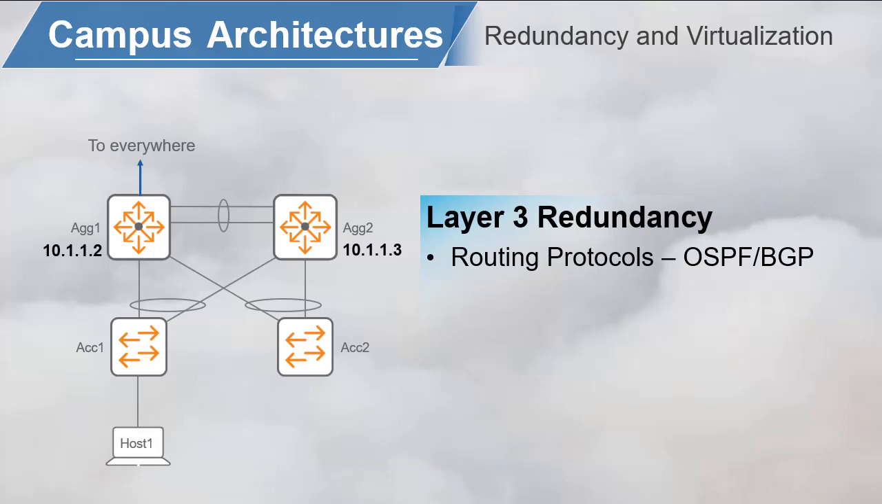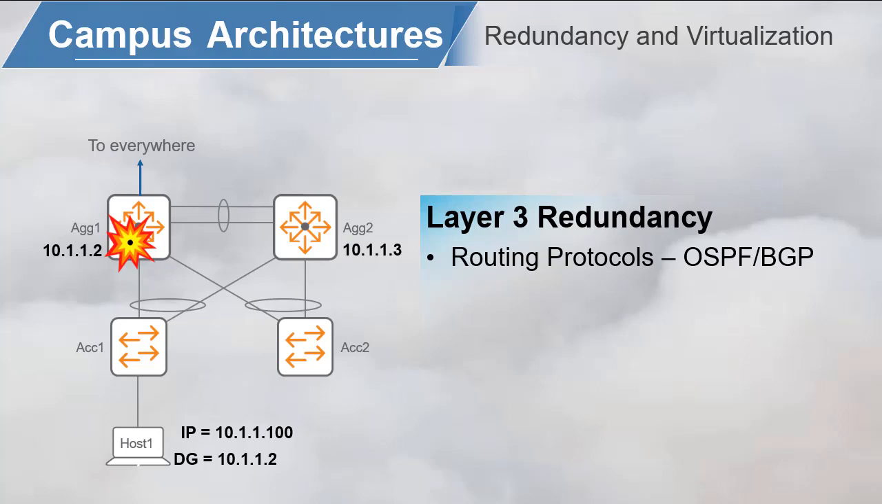Now, host 1 has IP address 10.1.1.100 with a default gateway of 10.1.1.2, AG1. Now, if AG1 fails, host 1 is essentially down. True, alternate default gateway 10.1.1.3 is available, but host 1 won't use it until you manually reconfigure the host.